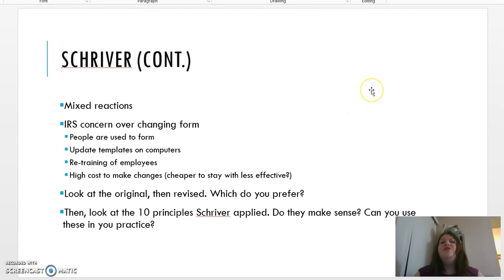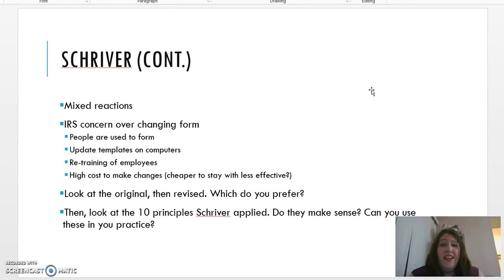So with Schriver's revisions, there were really mixed reactions from the community. Some people loved it. Some people thought, do you really want to do that? And the IRS also gave a reaction as well. They were very concerned over drastic changes because people are used to the form.